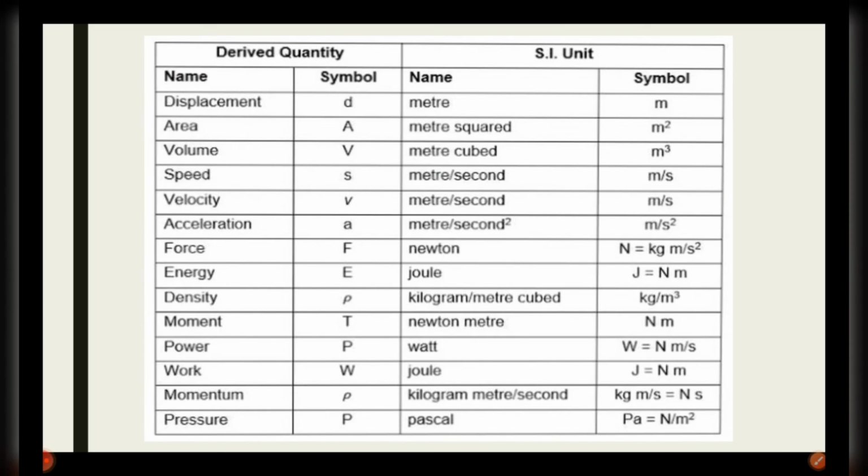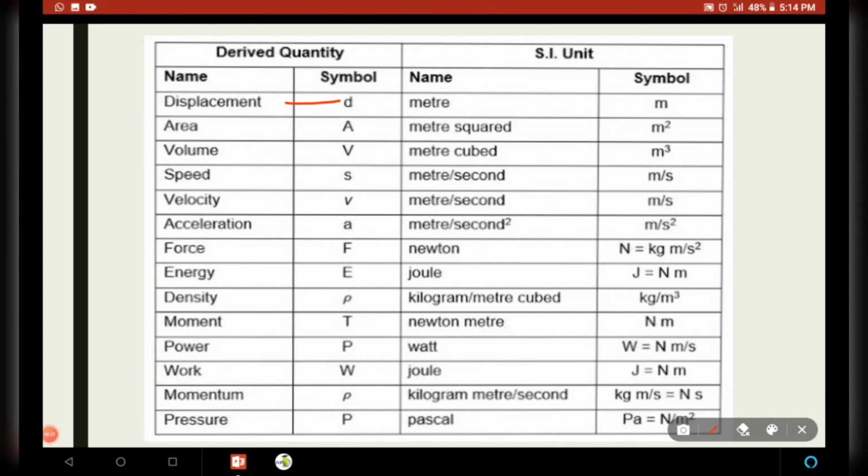Similarly, this is the list of derived quantities. Just go through this. Displacement, symbol is d, and it is measured in meter, symbol m. Area, symbol is A. It is measured in meter square. Similarly, volume, symbol is V. It is measured in meter cubed. See here, these are all derived through the fundamental quantities. Just go through these.